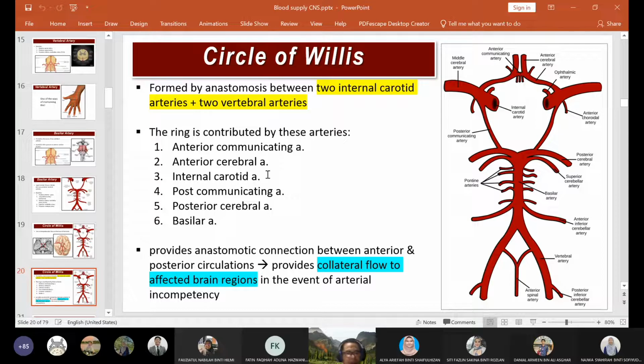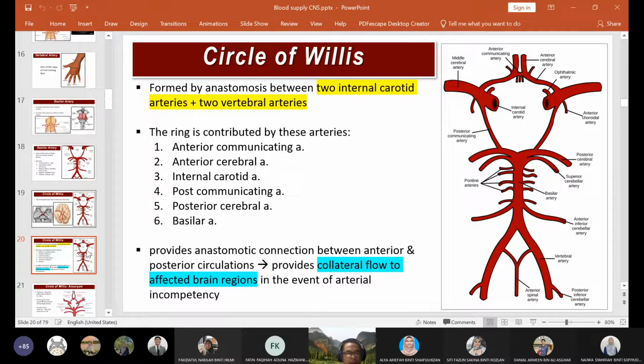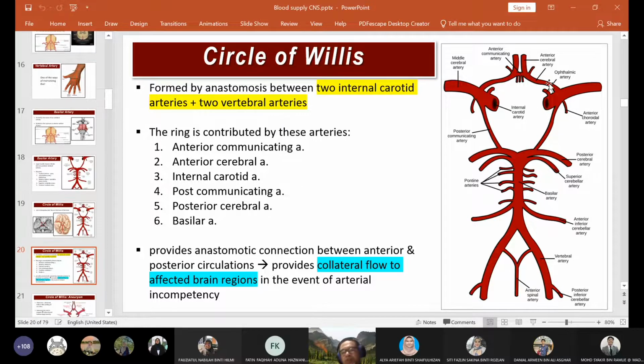Sebab alamak saya tak ambil gambar yang macam tu tepi, because this is you're looking from the inferior view. But if you're looking from the lateral view, you know that this one is anterior and this one is posterior. But you can imagine lah, you're looking, this is the anterior part of your brain.